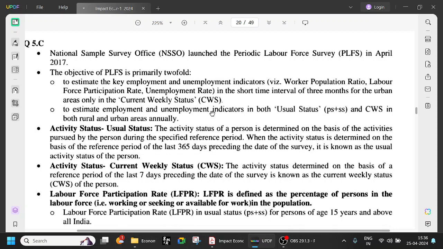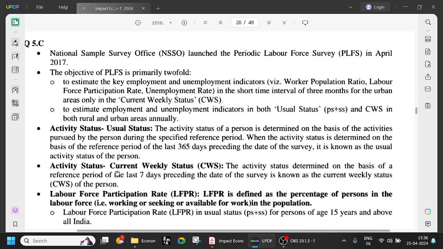Next, to estimate employment and unemployment in both usual status and current weekly status in both rural and urban areas. If you are talking about both rural and urban, then it is usual status, but current weekly status is only for urban. Activity status, usual status: the activity status of a person is determined on the basis of the activities pursued by the person during the specified reference period. When it is determined on the basis of a reference period of the last 365 days, it is known as the usual activity status.